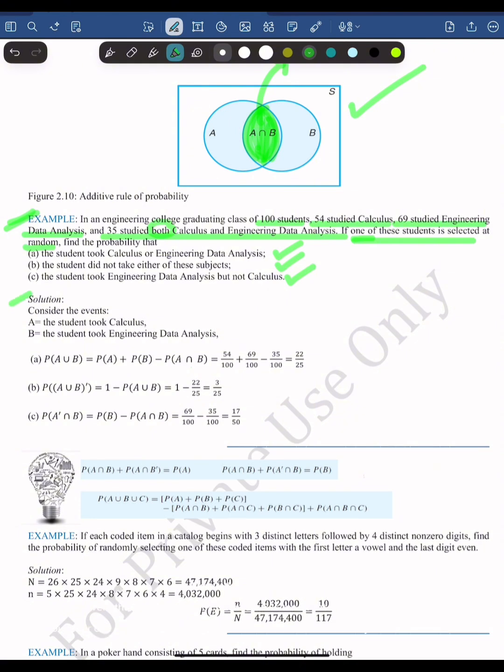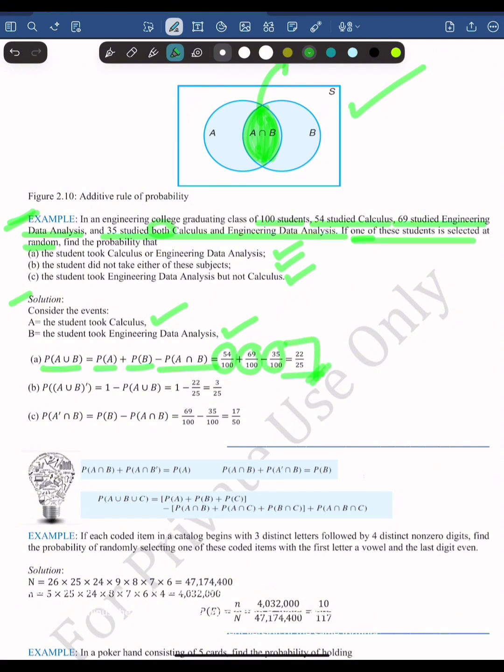Now let's solve each part. Consider the events. A is the event that the student took calculus. B is the event that the student took engineering data analysis. Part A, the probability of A union B equals 54 over 100 plus 69 over 100, minus 35 over 100, which equals 22 over 25.